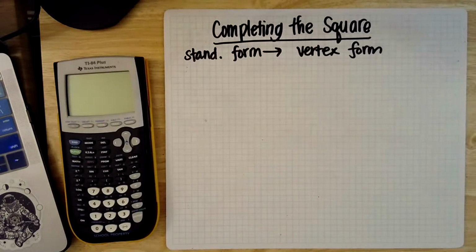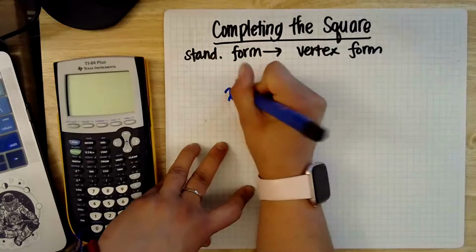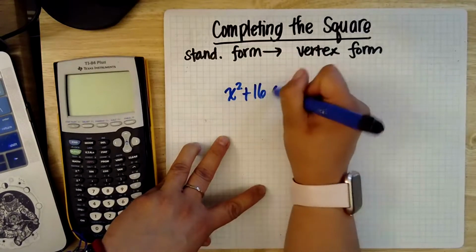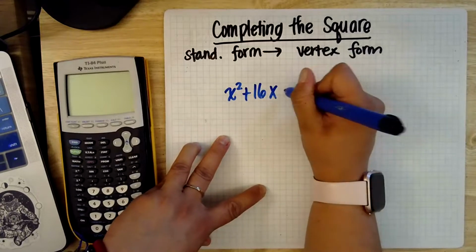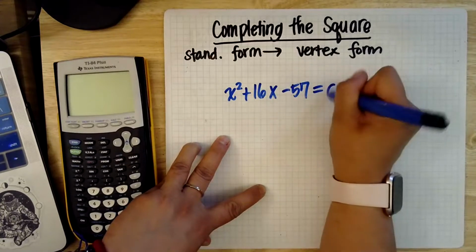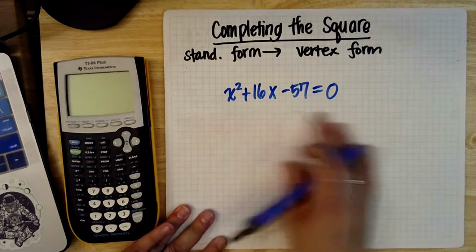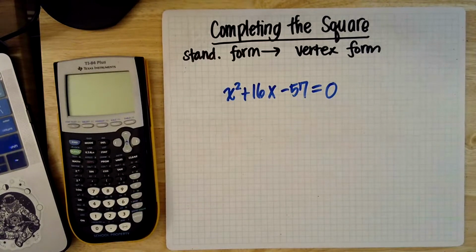So we're going to go ahead and do a problem so you can see how this process works. So I'm going to take x squared plus 16x minus 57 equals 0. Okay, so right now I have this function. So the very first thing I must do, I'm not going to write my little steps that I normally do because you can hear me, you can rewind the video, but please write down these steps.